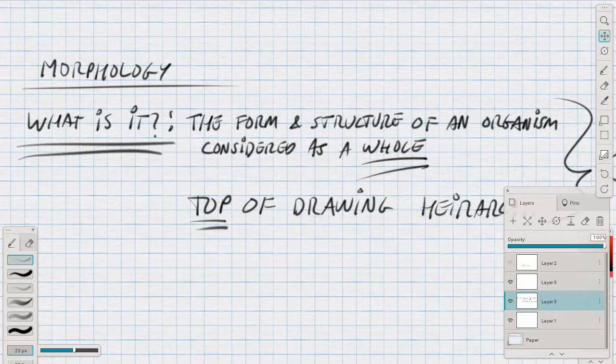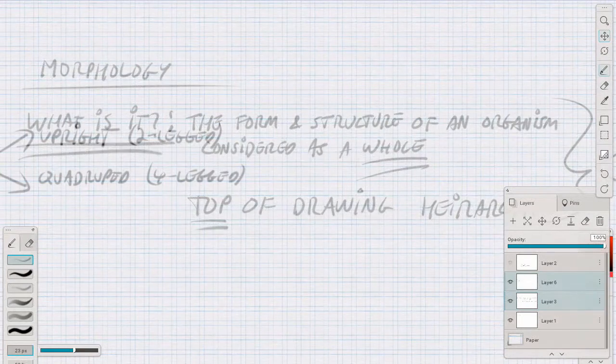Let's see. I also apologize if the palettes are a little bit in the way today. I'm still getting used to the format, so please forgive me.